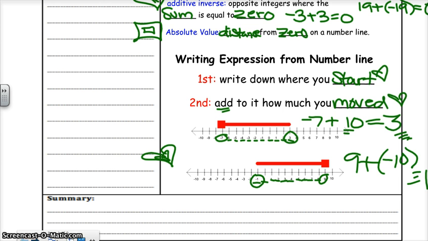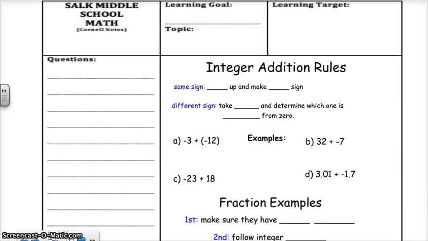All right, moving on to the next page. We usually follow these integer addition rules instead of using a number line. You are always welcome to use a number line. It just takes longer. You don't want to draw a number line all the time, especially when you have larger numbers. So we have these rules. If they are the same sign, what you do is add them up and keep the original sign. So if they are the same signs, you add them up and keep that sign.